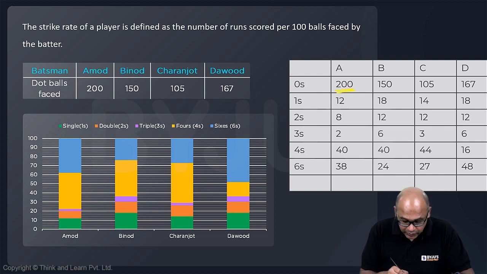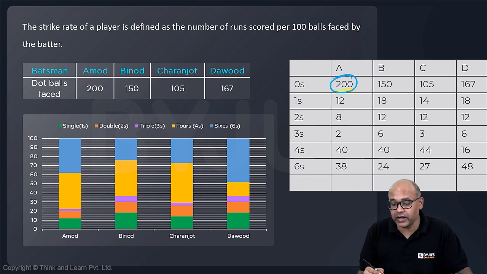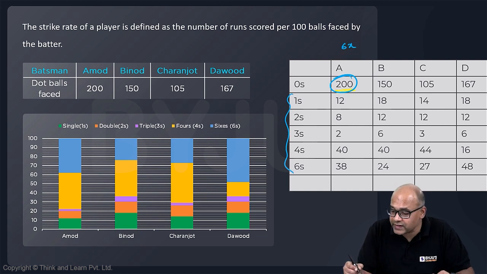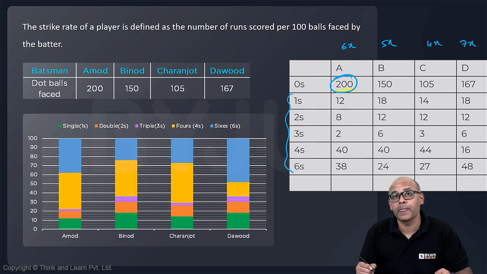Zeros, these are balls. So, 0 balls are hundreds, 200s, number of balls played. However, the remaining, these are runs scored. So if the score is 6x, 5x, 4x and 7x, then it is given to us that 12% of that 6x is scored as singles. 8% of the 6x is scored as doubles, and so on and so forth.